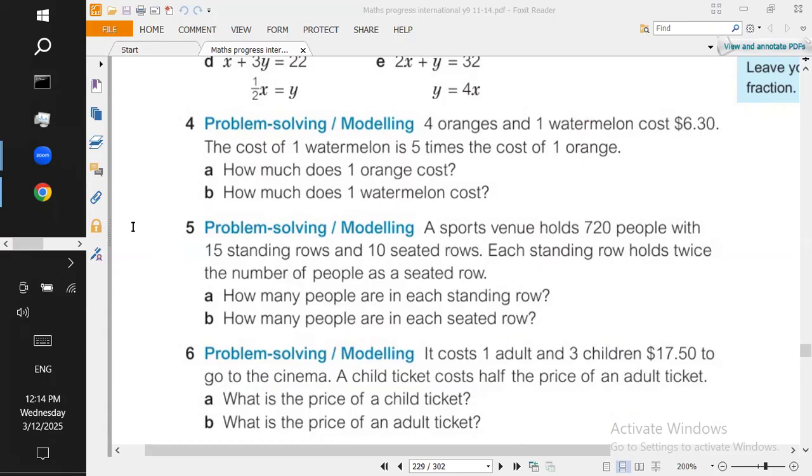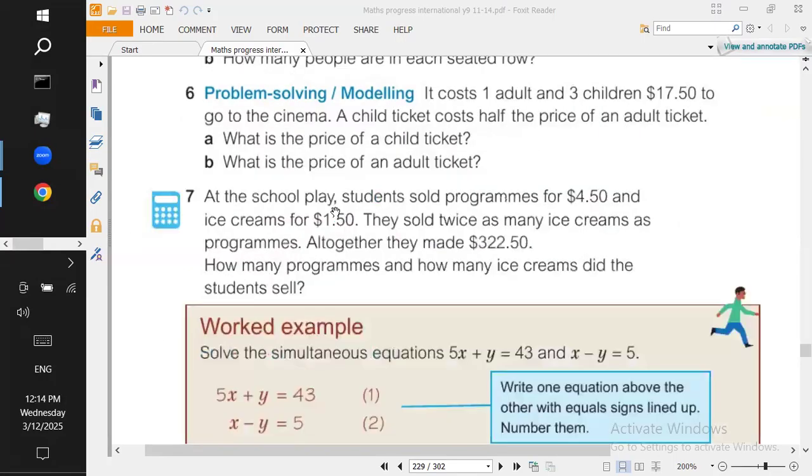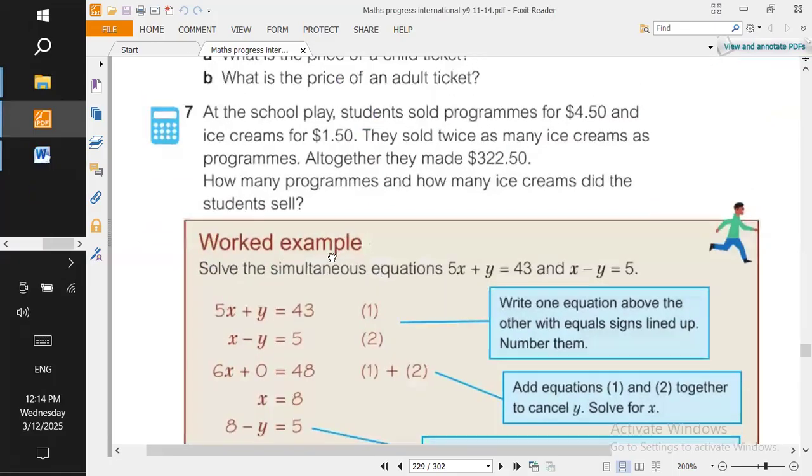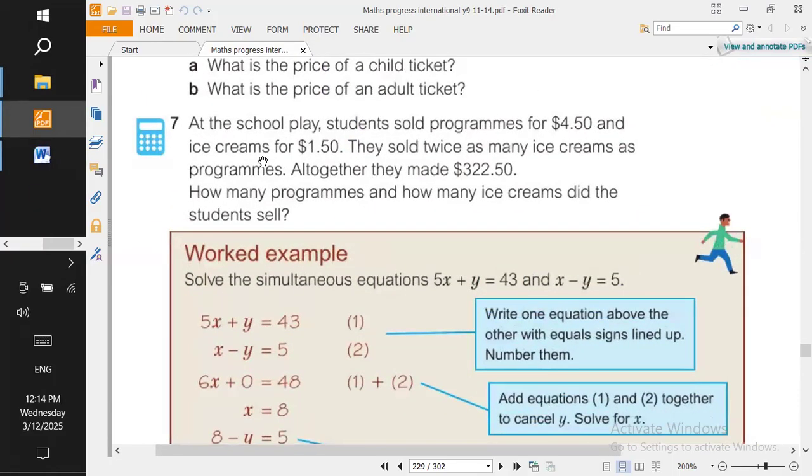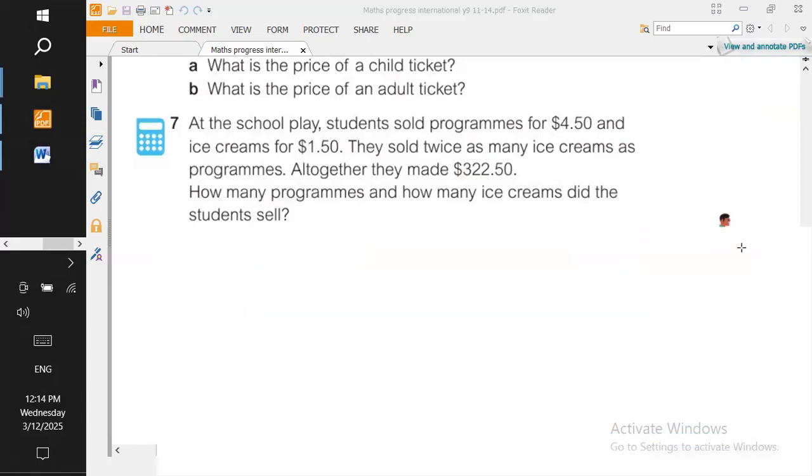Okay, now let's move on to the next question. We have other simultaneous equations, this one, question 7. Let's take a look at it. At the school play, students sold programs for $4.50 and ice creams for $1.50. They sold twice as many ice creams as programs. Altogether, they made $322.50. How many programs and how many ice creams did the students sell?